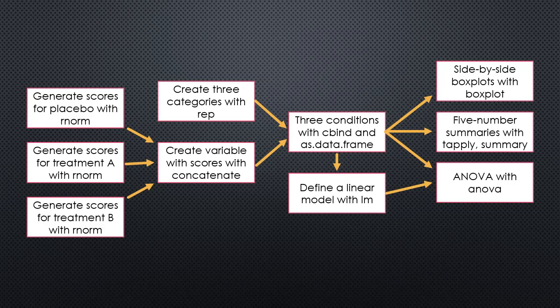We can put those all together with cbind as a data frame. We can define a linear model with lm. We can use boxplot for the box plots. We can have tapply and summary for our 5-number summaries. We can have anova with anova.